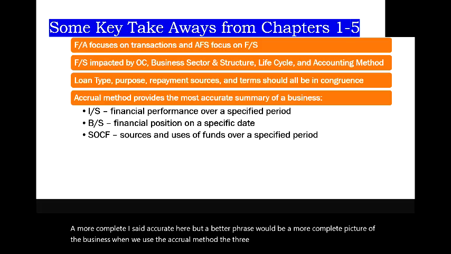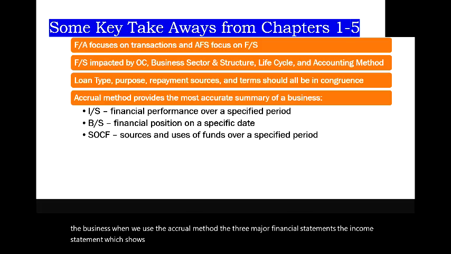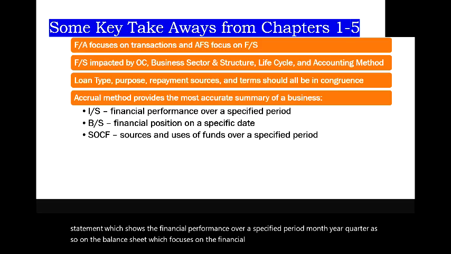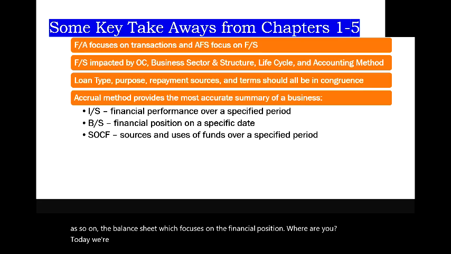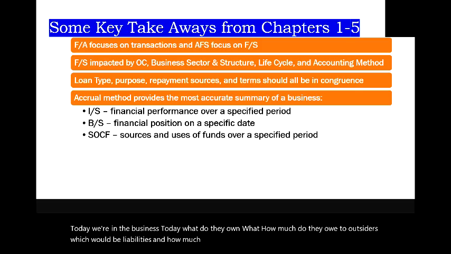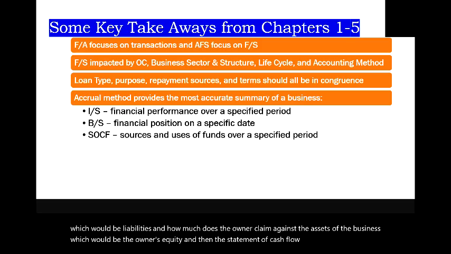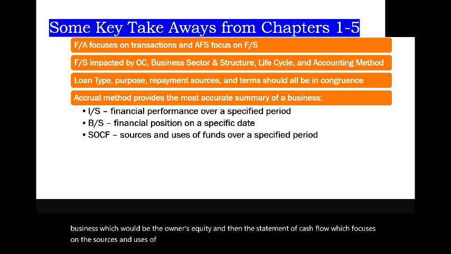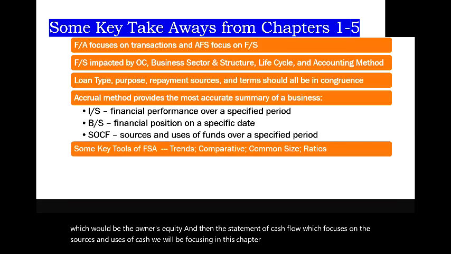The three major financial statements: the income statement, which shows the financial performance over a specified period, month, year, quarter, and so on. The balance sheet, which focuses on the financial position. Where are you today? Where is the business today? What do they own? How much do they owe to outsiders, which would be liabilities, and how much does the owner claim against the assets of the business, which would be the owner's equity. And then the statement of cash flow, which focuses on the sources and uses of cash. We will be focusing in this chapter on the income statement.